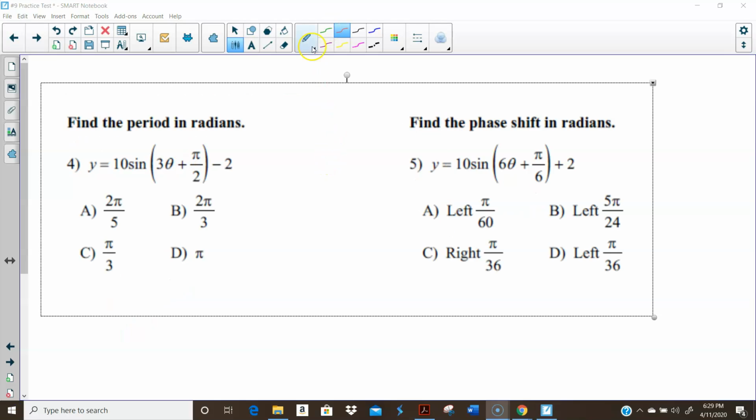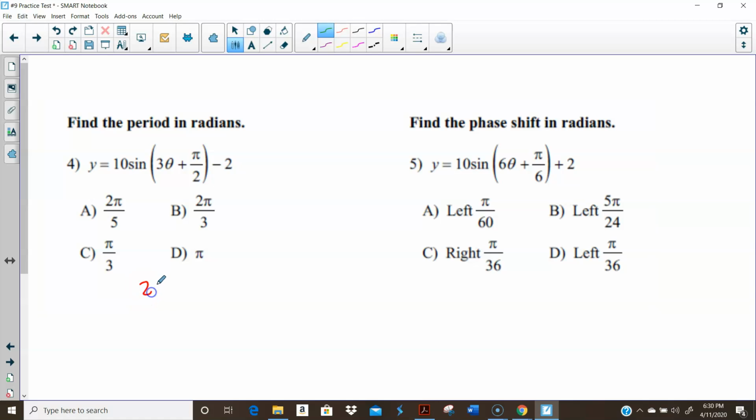Number 4, we're supposed to find the period. To find the period of a trig function, it's 2 pi over b. In this case, b is 3. And so if we do 2 pi over 3, that will be the period. So the answer is B.